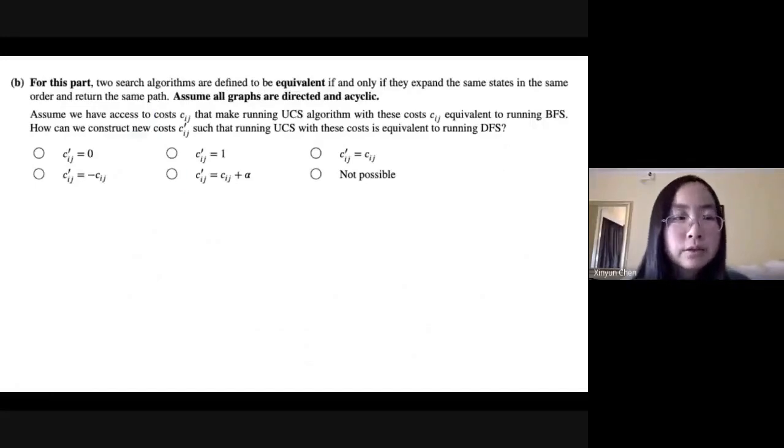Okay, then let's look at part B. Again, we are trying to think about the equivalence among different algorithms in some special cases. Here, we consider two such algorithms to be equivalent if all the states are expanded in the same order and return the same path, and we assume all graphs are directed and acyclic.